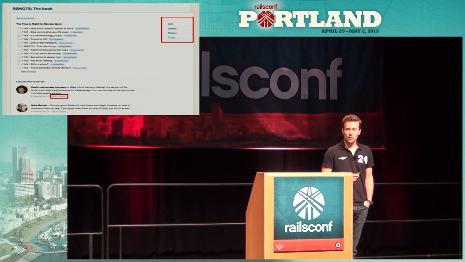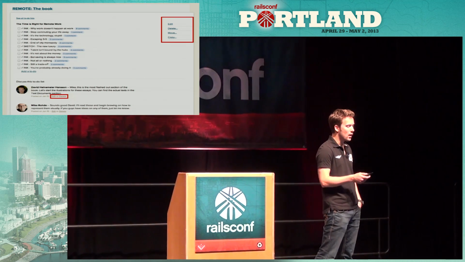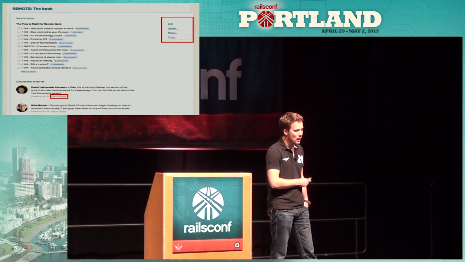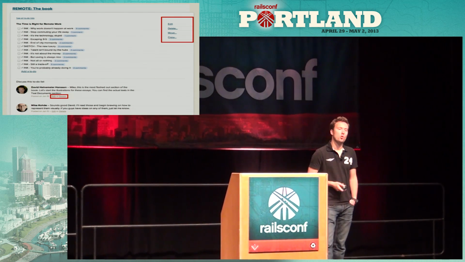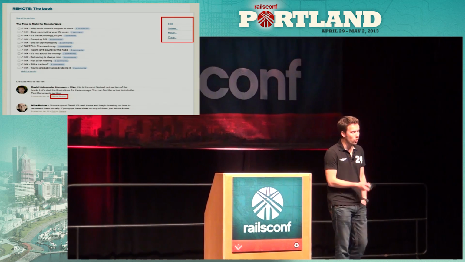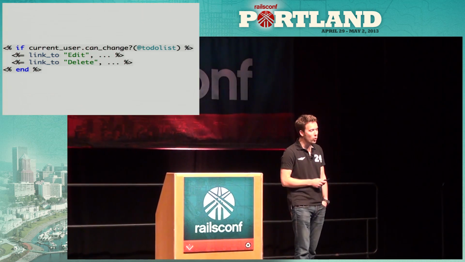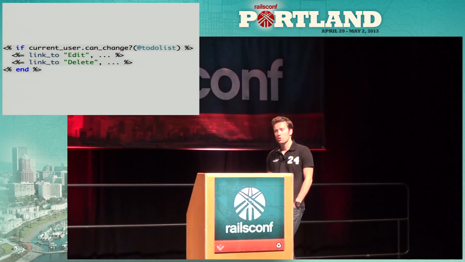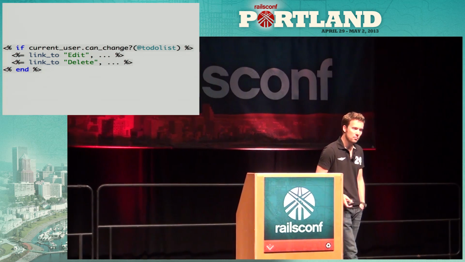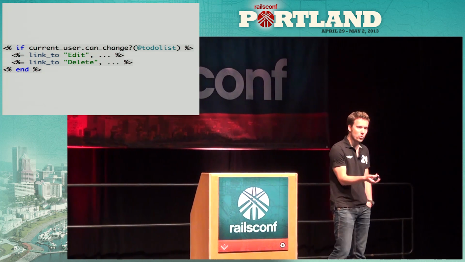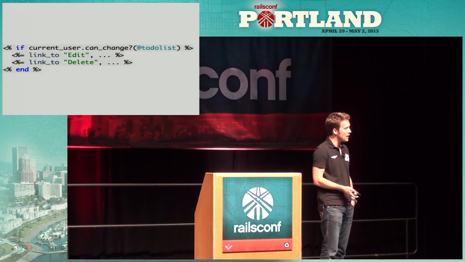Next problem. So here you have a to-do list in Basecamp. You have a bunch of controls: edit, delete, move, copy. Well, not all people at all times are allowed to edit a to-do list or a comment as it is down below. So how do we deal with that? In the old world, we would check permissions on the current user. If current user can change to-do list, show these links. Well, here's that problem again, current user. We can't use that. So we have to figure something else out.